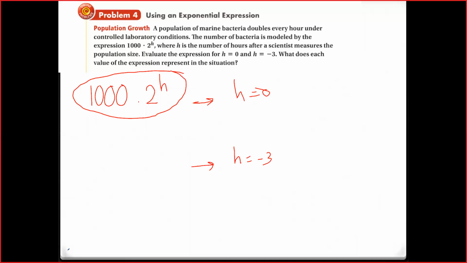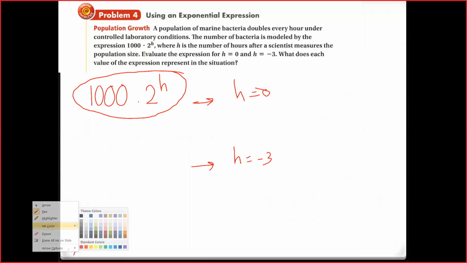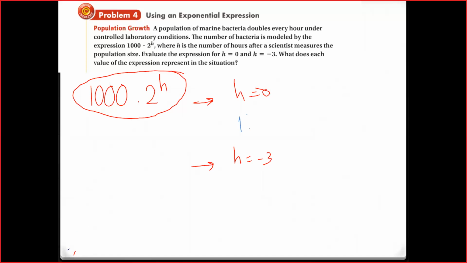If h is 0, how can I rewrite the expression? 1000 multiplied by 2 to the power 0, which is 1000. Thank you so much.